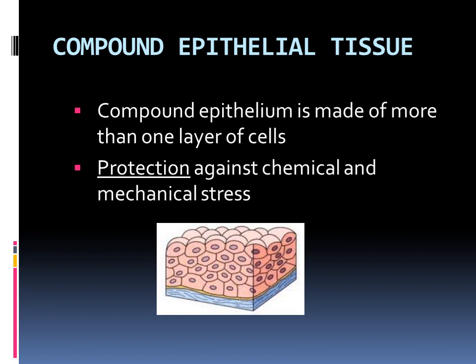And its major role is, since many layers are there, mostly it is doing the protection function. Since it is a thick membrane, it is doing the protection function, but it is doing a limited function for secretion. So that's what the second point mentioned there, as it is providing protection against chemical as well as mechanical stress. Let us go on to the types of this compound epithelial tissue.